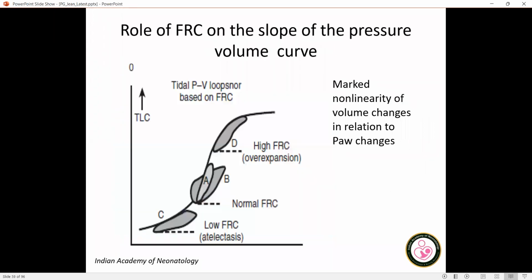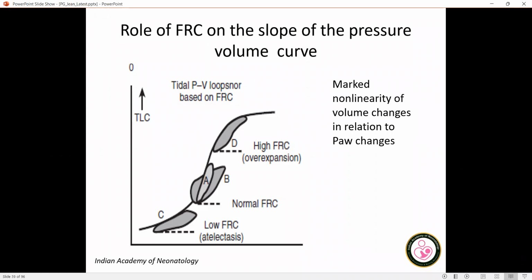So another important thing which we can learn from the pressure volume curve is the role of FRC on the compliance. We can see that in this portion, that is at the area of normal FRC, there is a linear change in volume with pressure. That is, the compliance is high. So a slight change in pressure will produce a good enough change in volume.